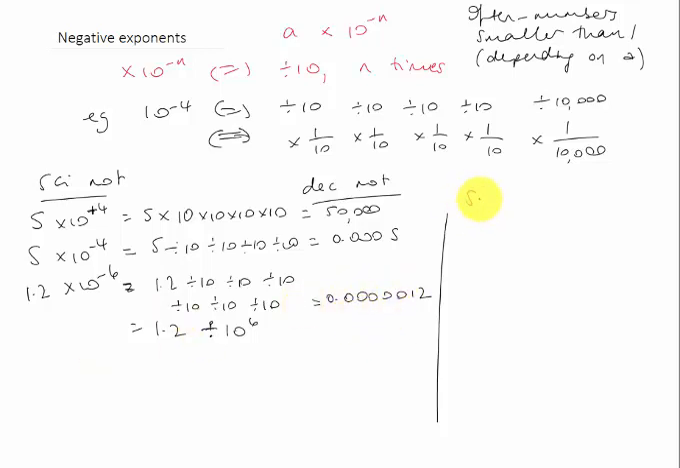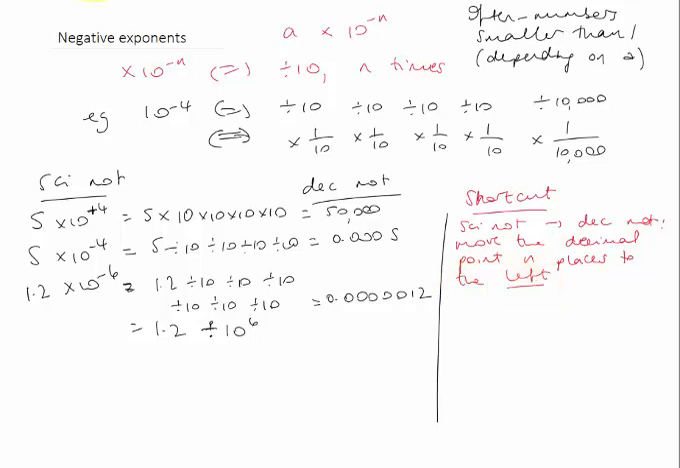Now, we've got the same shortcut as with the positive exponents. So to go from scientific notation to decimal notation, we have to move the decimal point n places to the left.